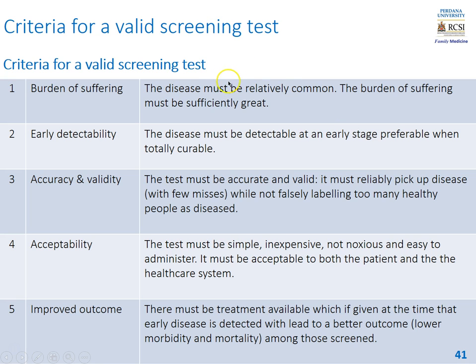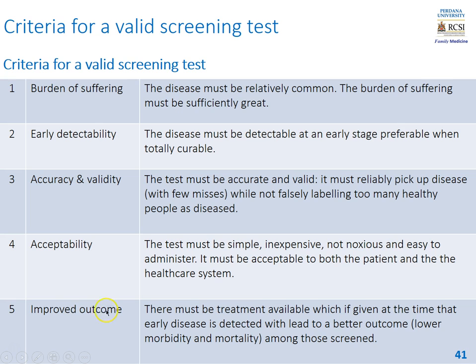These are the various criteria for a valid screening test. There should be a burden of suffering. In other words, the condition should be common, it should be detectable early, and the test should have accuracy and validity. It should have a very low false positive rate, and also should have a low false negative rate too. It should be acceptable. So for example, a simple test like a blood test or a breath test would be acceptable, but a liver biopsy or a kidney biopsy would not be acceptable.